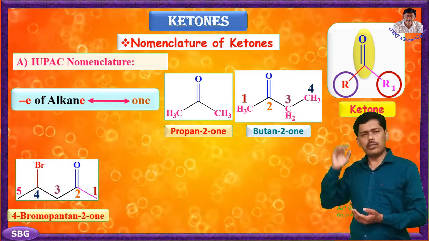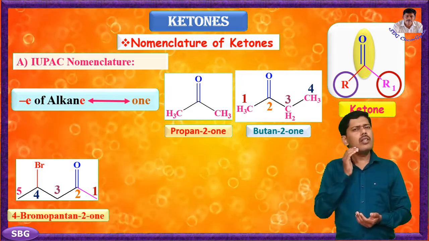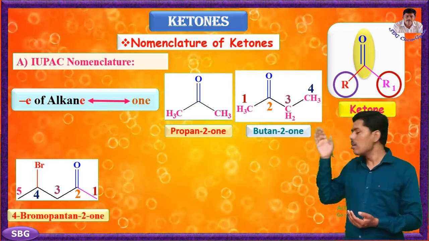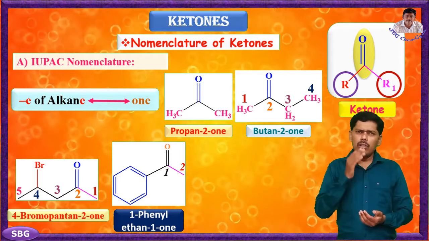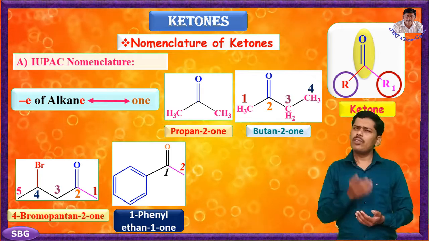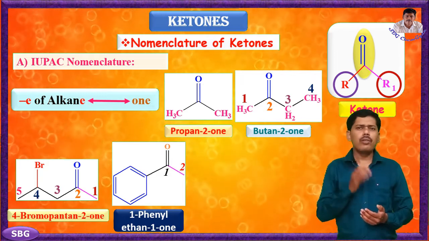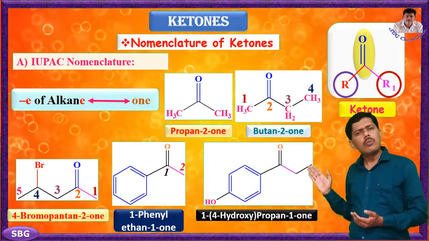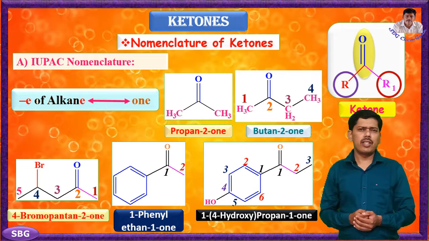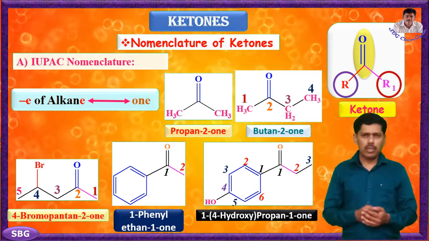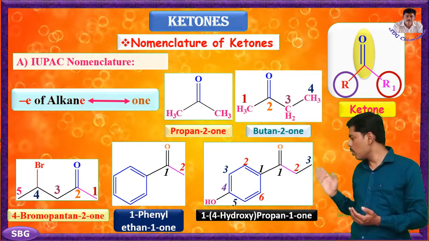4-bromopentan-2-one. The name of the simplest aromatic ketone carrying an acetyl group on the benzene ring is 1-phenylethan-1-one. However, the common name acetophenone is also accepted by IUPAC. Another example of an aromatic ketone is 1-(4-hydroxyphenyl)propan-1-one, where the carbonyl group is always considered as position number 1. The hydroxyl group is attached to the 4 position carbon, relative to the carbonyl functional group, on the benzene ring.